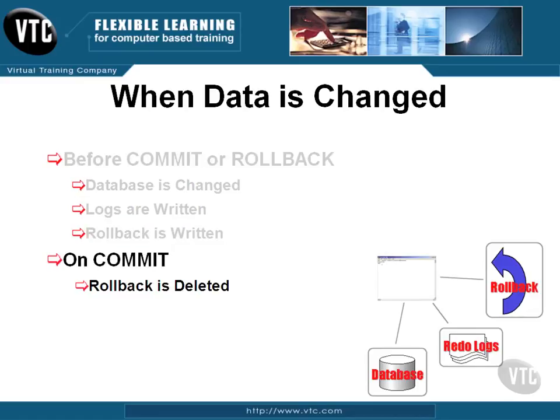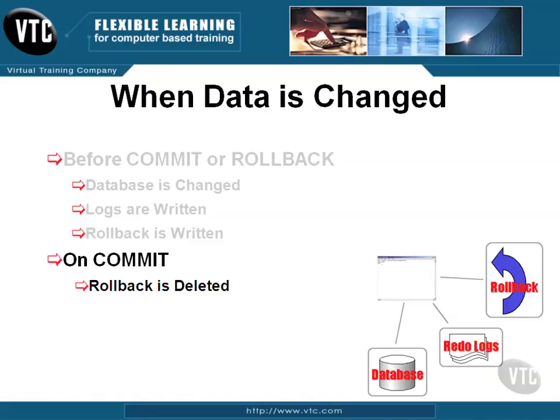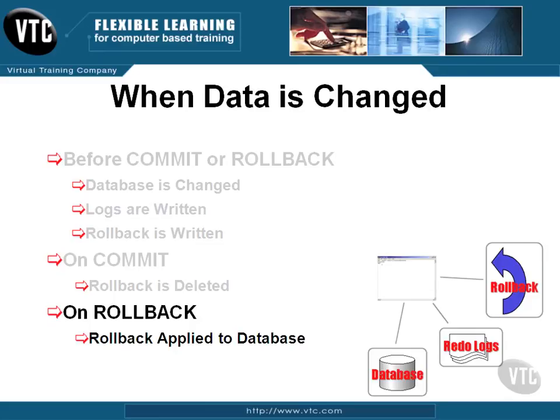What happens when you commit? Everything's already been changed. You've written your database, you've written your redo logs, and you've created your rollback in case you want to undo it. So what do you do? You just delete the rollback. You don't need it anymore. In fact, it doesn't even delete it. It goes into the rollback section and just flags it. It says you don't need to worry about that anymore. You can just override it, which is exactly what happens in a low-level disk.